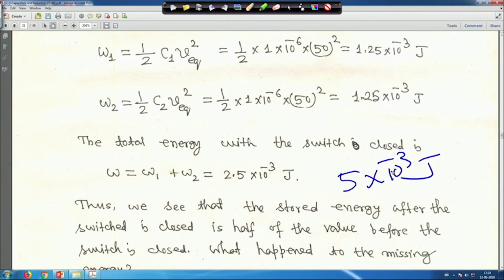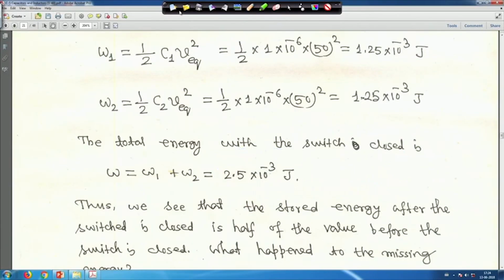That is, before closing the switch, but after closing the switch, it is coming 2.5 into 10 to the minus 3 joules. That means, energy balance is not there. That means, some 50% of the energy is missing, then where has that energy gone, right. That is why I have taken this problem, to see where that energy has gone.